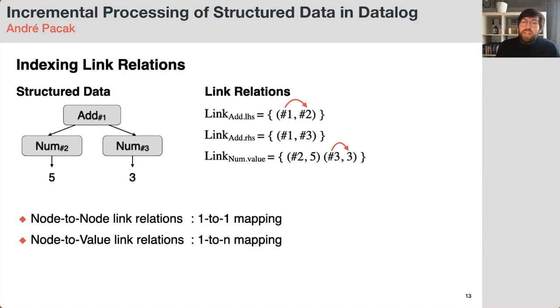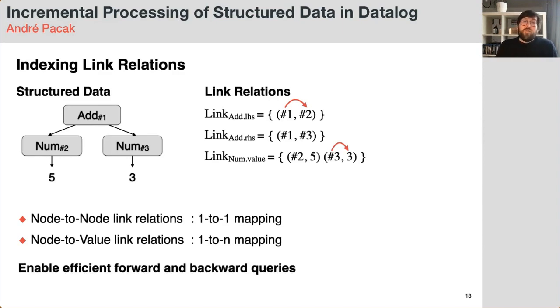And for node-to-value link relations, we have a one-to-n mapping because the parent is always unique and has a single child over this link. But because values are not unique, a value can appear multiple times in the tree and therefore it can have multiple parents. Therefore, we have a one-to-n mapping. And based on these observations, we can enable efficient forward and backward queries using different mapping structures.